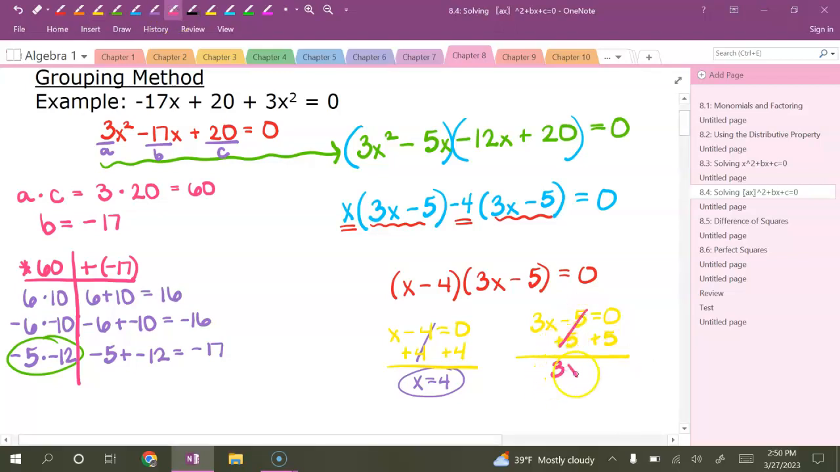And so that would leave me with 3x equals 5. Then I have to divide by 3. And I'm going to leave my answer here as a fraction. So I'm going to say x equals 5 over 3, 5/3.